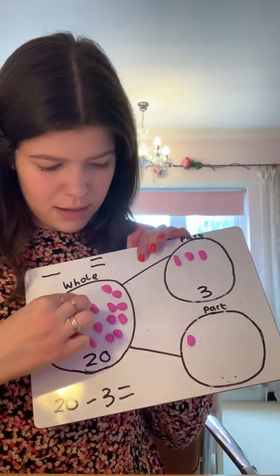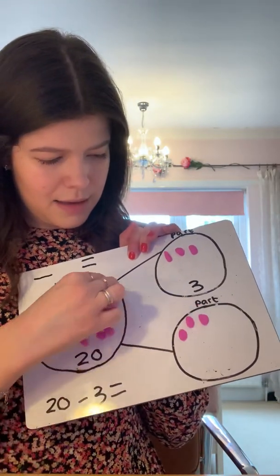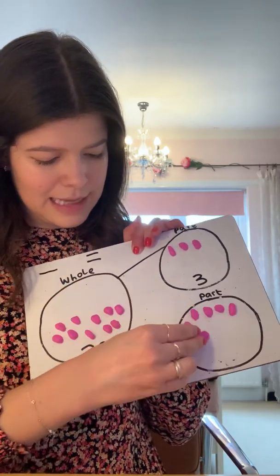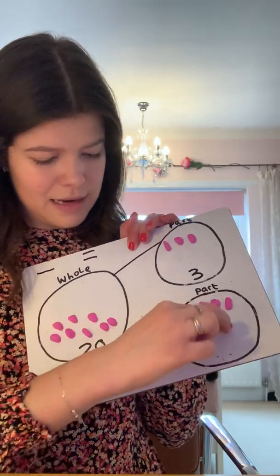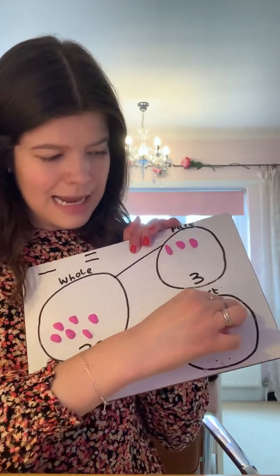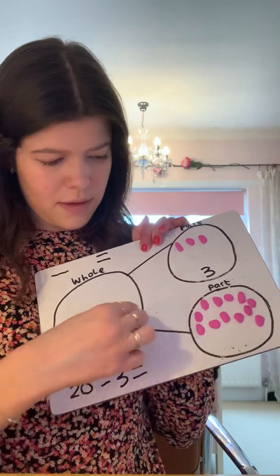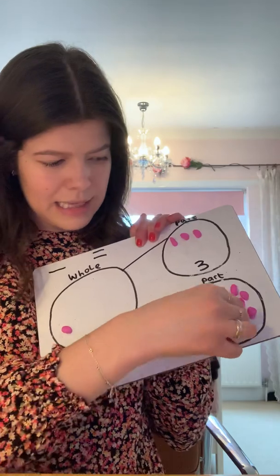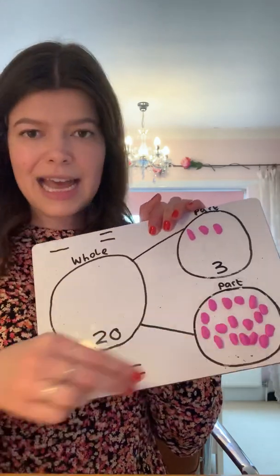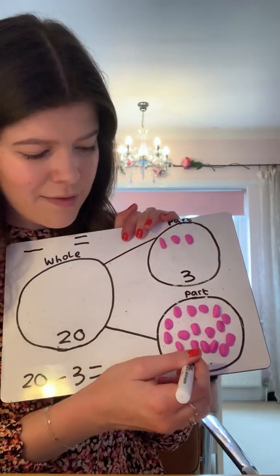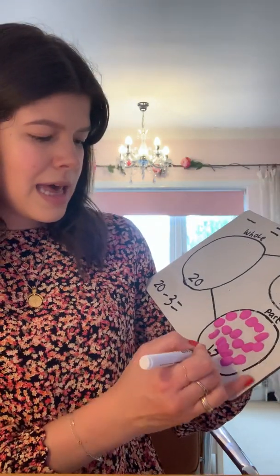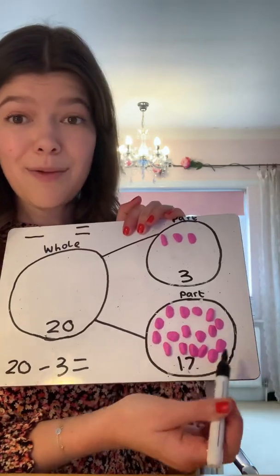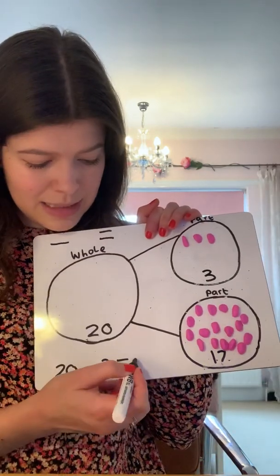Start from 1, 2, 3, 4, 5, 6, 7, 8, 9, 10, 11, 12, 13, 14, 15, 16, 17. How many are left? 17. So that number goes there. 17. And then how many were left? 17. So it's equal to 17.